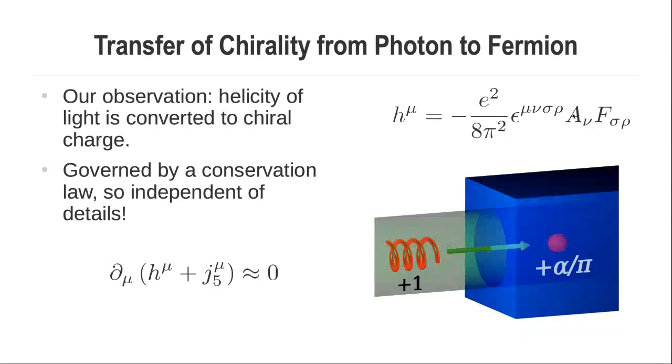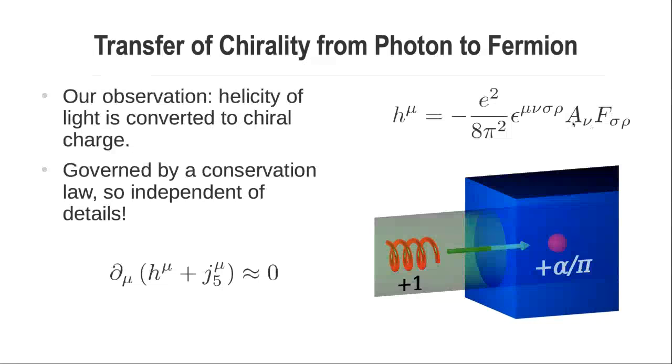So you can see this A is the four-potential, the vector potential, and F mu nu is the electromagnetic field tensor. We have to write it in this particular way, and this H, if you calculate it for left and right, you will see that it's of opposite signs. This is a good way to characterize the chirality of light. But there is something strange about this helicity.